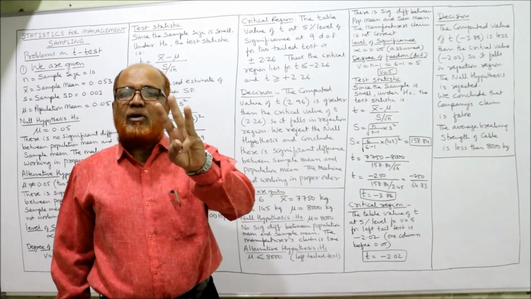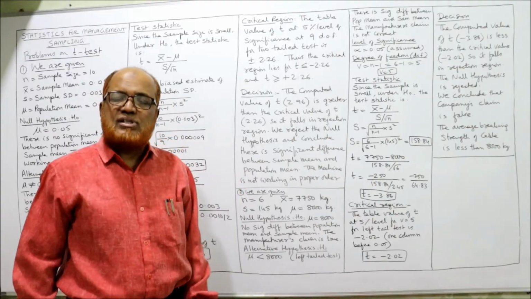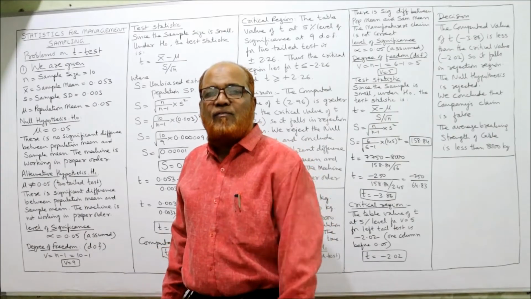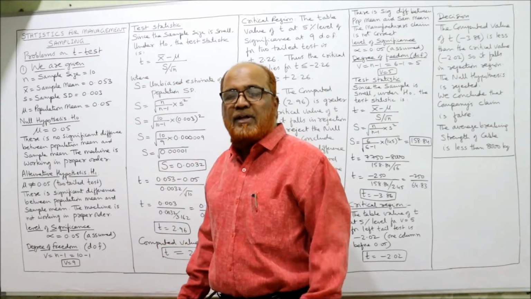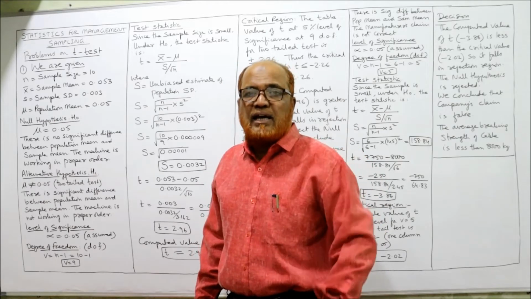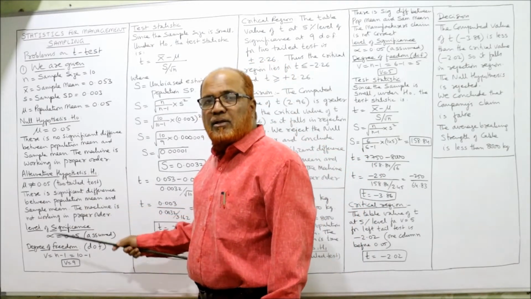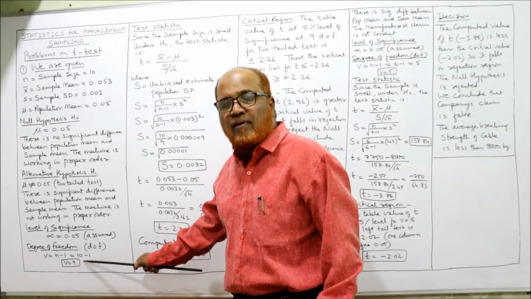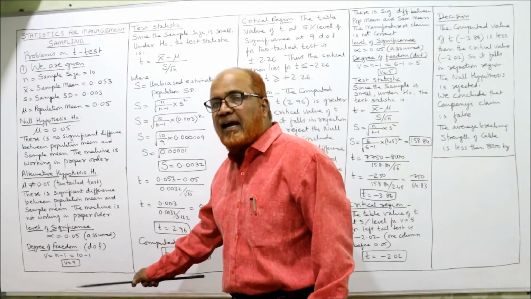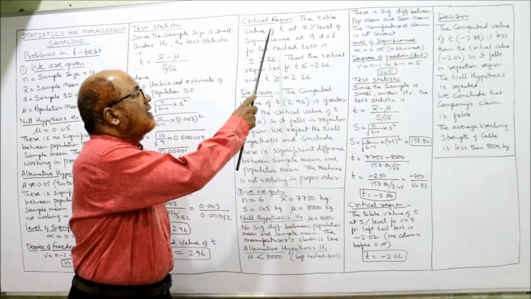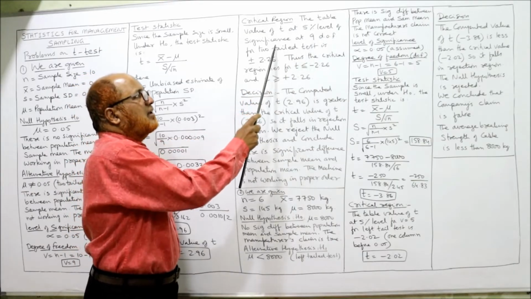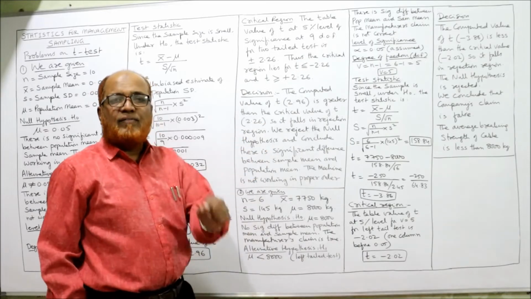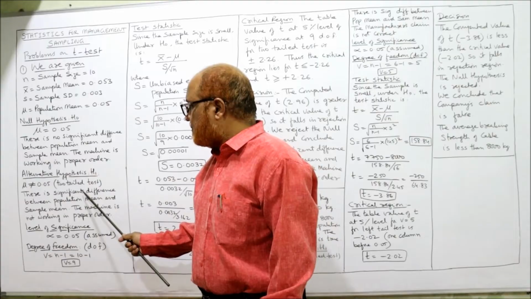Now the critical region will depend on 3 things. First of all, level of significance. What is the level of significance here? 5%. Secondly, degree of freedom. What is the degree of freedom? 9. Third, whether it is a 2-tail or 1-tail test. It's a 2-tail test. So the critical region depends on these 3 things: 2-tail test, 5% level of significance and 9 degrees of freedom. So the table value of t at 5% level of significance at 9 degrees of freedom for a 2-tail test is plus or minus. When will we take plus or minus? When there is a 2-tail test.